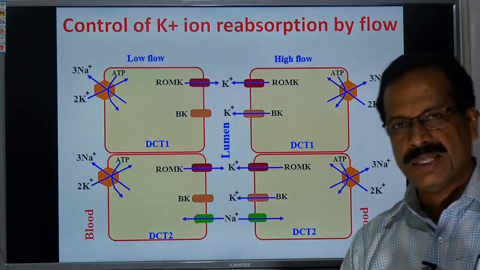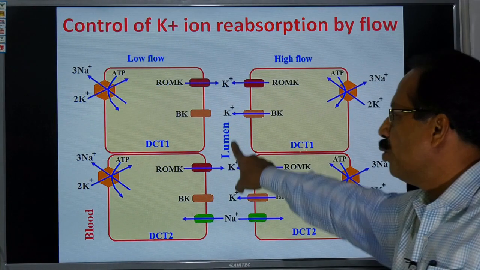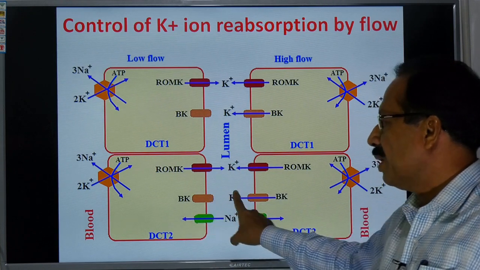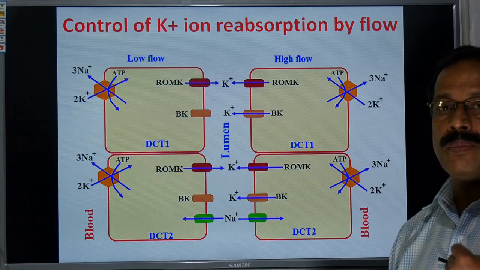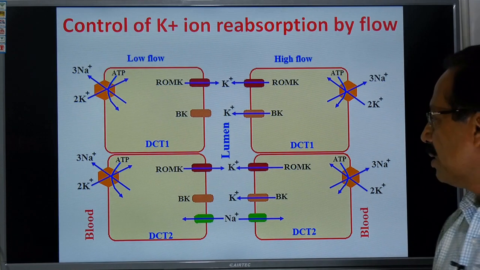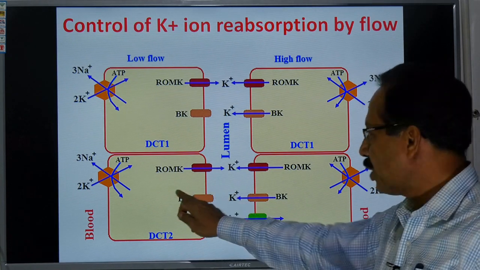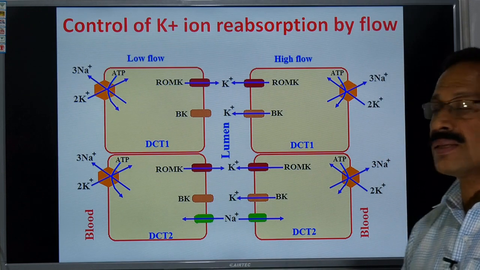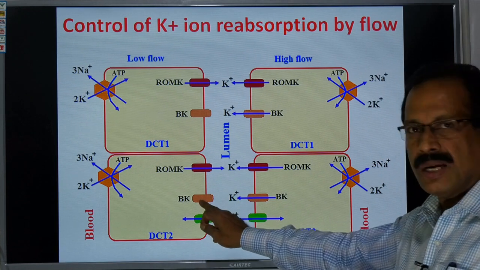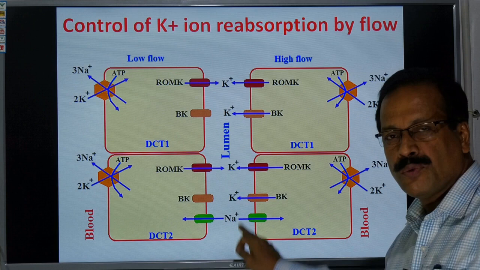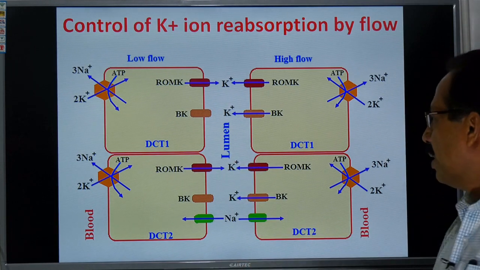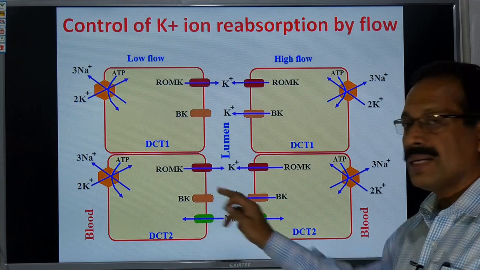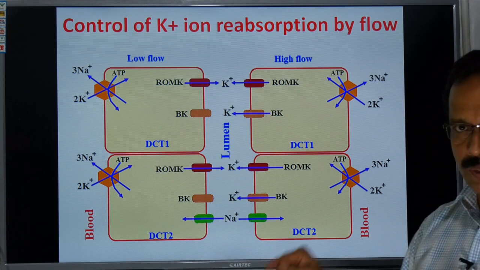One is voltage dependent: negative charge in the lumen causes the potassium to move, because potassium, K plus, is the most highly present cation in the cell. So this causes the leak. This electrochemical gradient causes the leak. Second is the BK channel: the shear force caused by the high fluid flow rate through the lumen causes the BK channel to open and the potassium will be secreted.